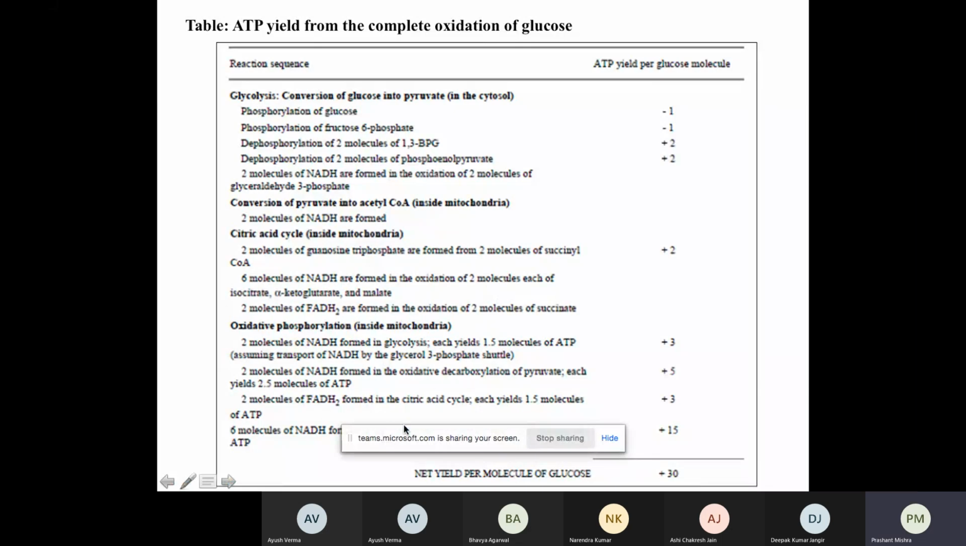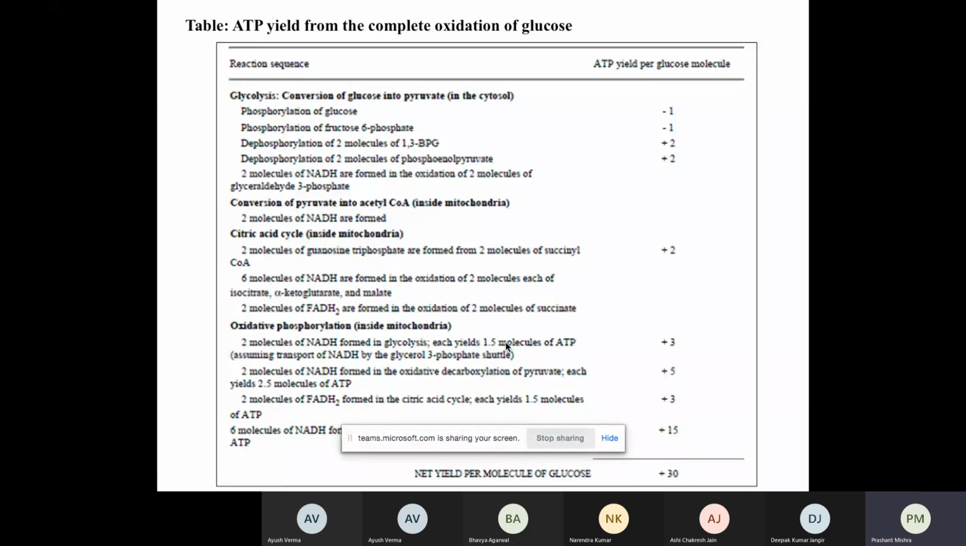You might be wondering why we are calculating 1.5 molecules here. Here we are assuming that when NADH enters through the glycerol 3-phosphate shuttle, some energy is required for this shuttle. That is why the number of ATP produced from the NADH present outside the mitochondria is less compared to the NADH produced inside the mitochondria. This is an interesting concept. Have you understood this point?